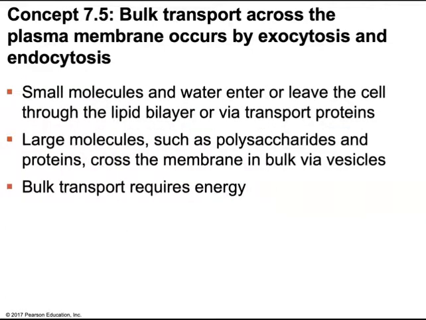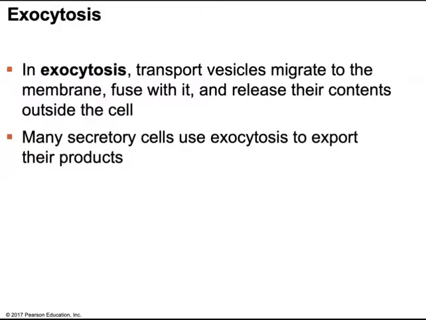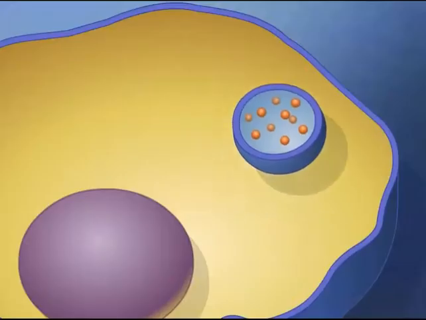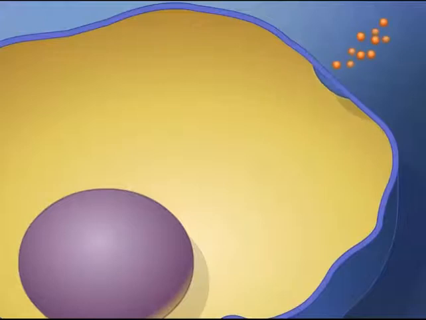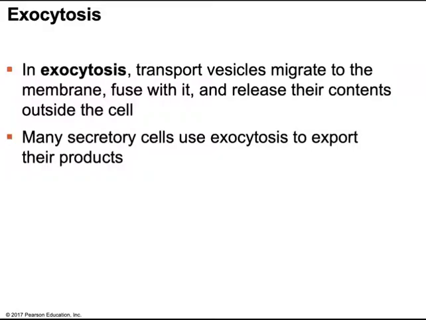The last type of active transport is called bulk transport, which is movement of large molecules such as polysaccharides and proteins across the membrane in bulk via vesicles. This large movement of molecules requires energy. There are two main types of bulk transport: exocytosis and endocytosis. In exocytosis, transport vesicles migrate to the membrane, fuse with it, and release their contents outside the cell.